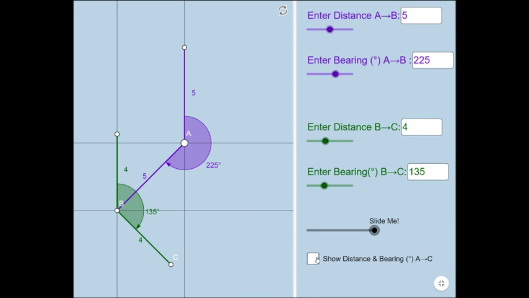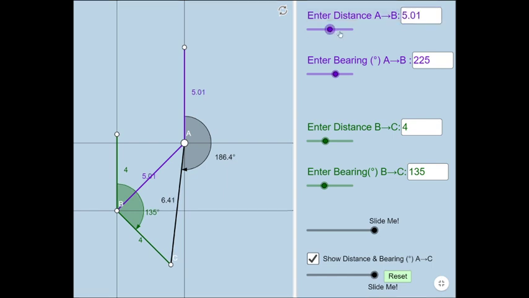So this is C. Now we can also show the distance A to C. How? Very simple. You use your ruler to measure, and then you use your protractor to measure the bearing also. Very easy. So questions like this require you to have your protractor and ruler.